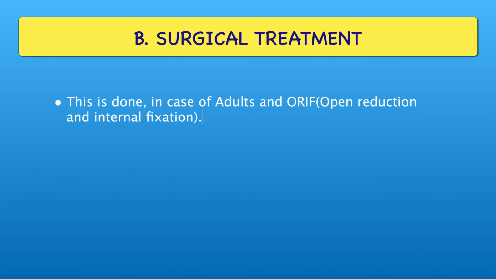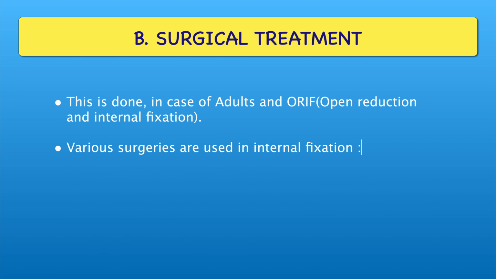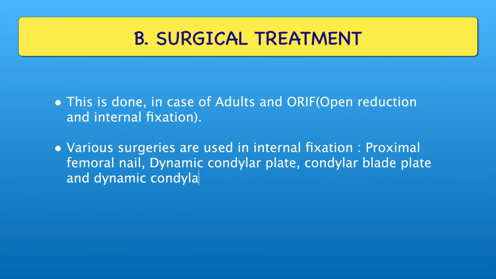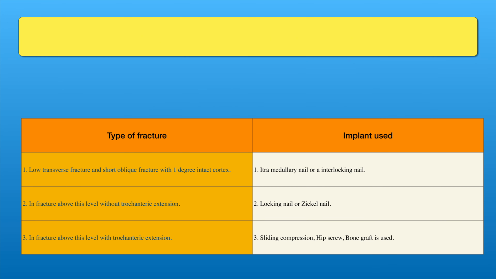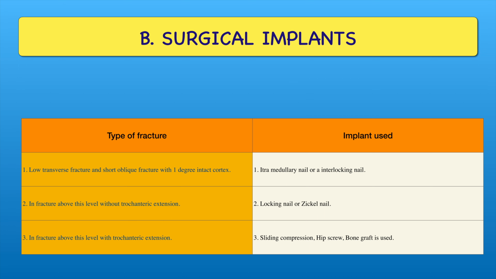Various implants are used in internal fixation: proximal femoral nail, dynamic condylar plate, condylar blade plate, dynamic condylar screw, and spiral blade plate. Surgical implants we mainly use are for low transverse fracture and short oblique fracture with 1 degree intact cortex. For this we use an intramedullary nail or an interlocking nail.